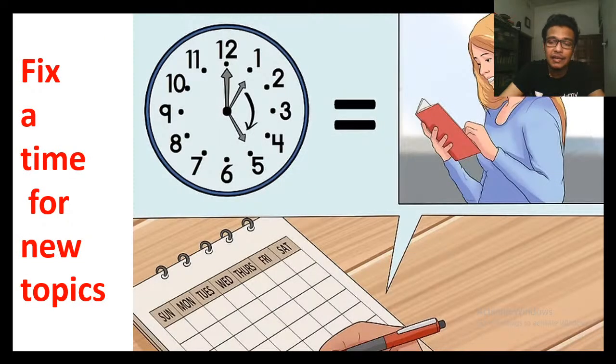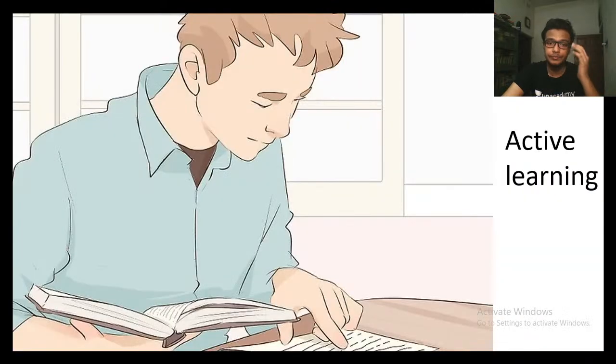Every day fix a time for new topics. There would be a substantial amount of new topics, but fix a given time, like let's say 2 hours every day. And do active learning. That's why I'm talking about Unacademy, because Unacademy helps you to do active learning. You learn 1 hour a day, but you still do the active learning.